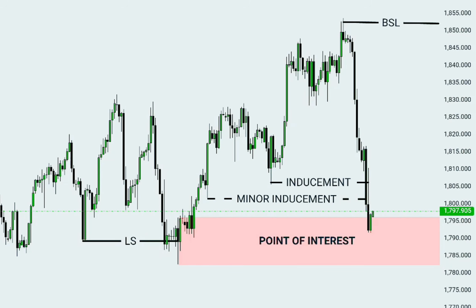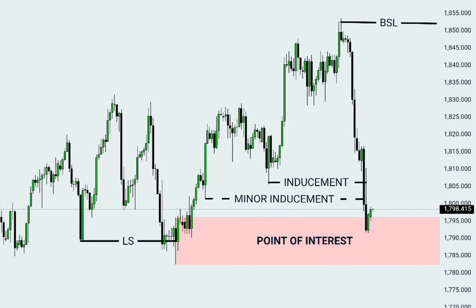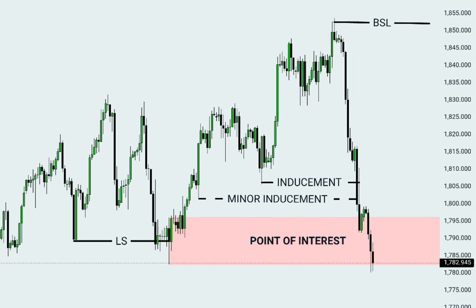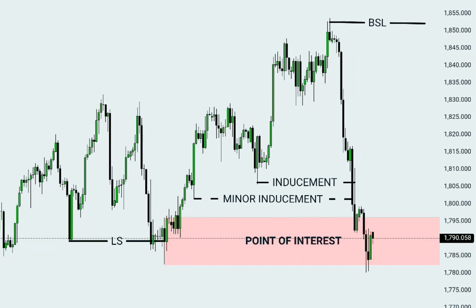This expansion allows institutional participants to distribute positions efficiently while fulfilling opposing orders. The objective of buy-side liquidity is not simply to break highs, but to rebalance the market after accumulation has taken place. Understanding this concept helps us identify realistic targets and avoid exiting trades too early or chasing late entries.